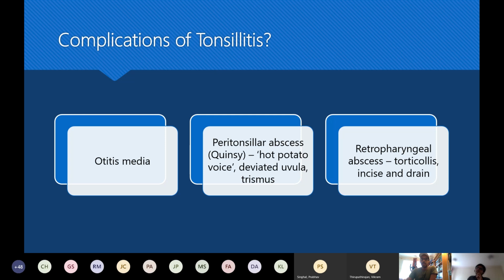Quinsy, peritonsillar abscess. That's the major complication, the headline complication of tonsillitis. The way you would recognize it, just quickly, everyone know what trismus is?